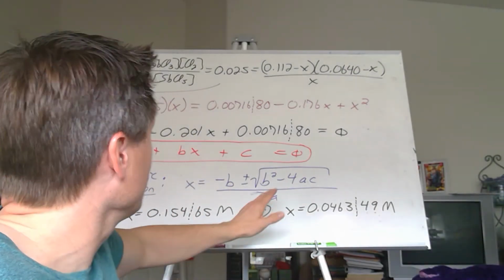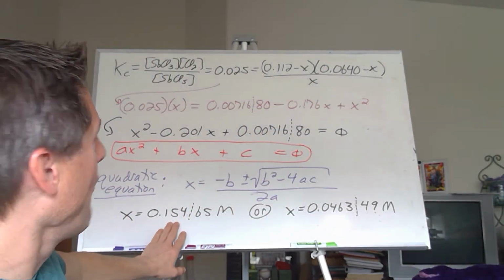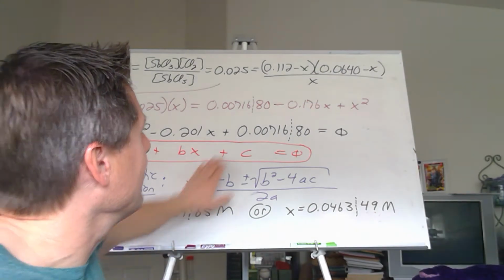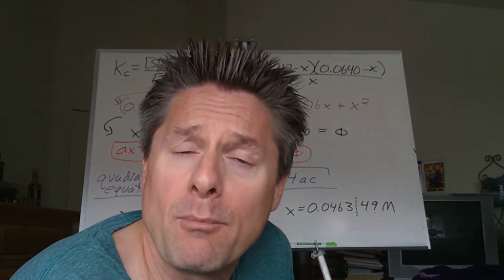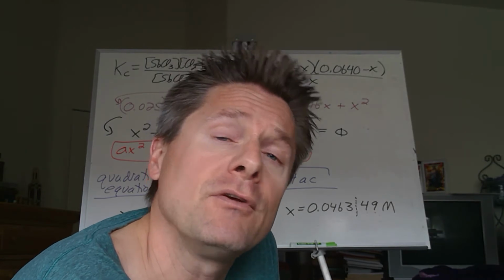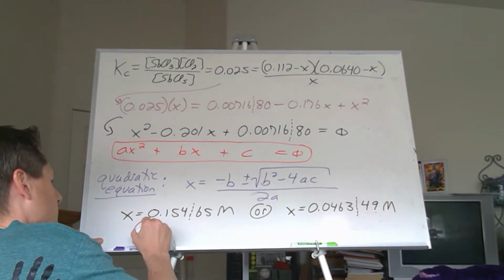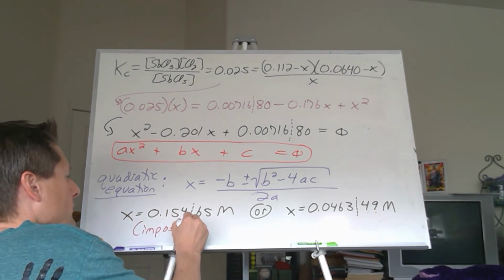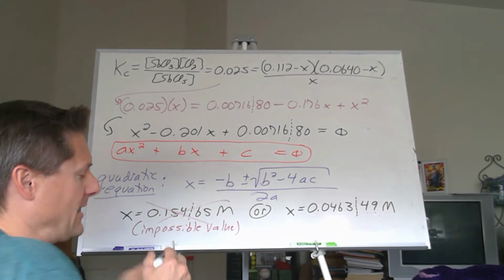So if we look at our initial values, 0.112 and 0.0640, 0.154 doesn't make any sense because we would end up with negative equilibrium concentrations of both of our products, the SbCl3 and the Cl2 gas. So this is impossible, right? This is an impossible value. So I'm just going to cross that out. Boom. That one can't work.